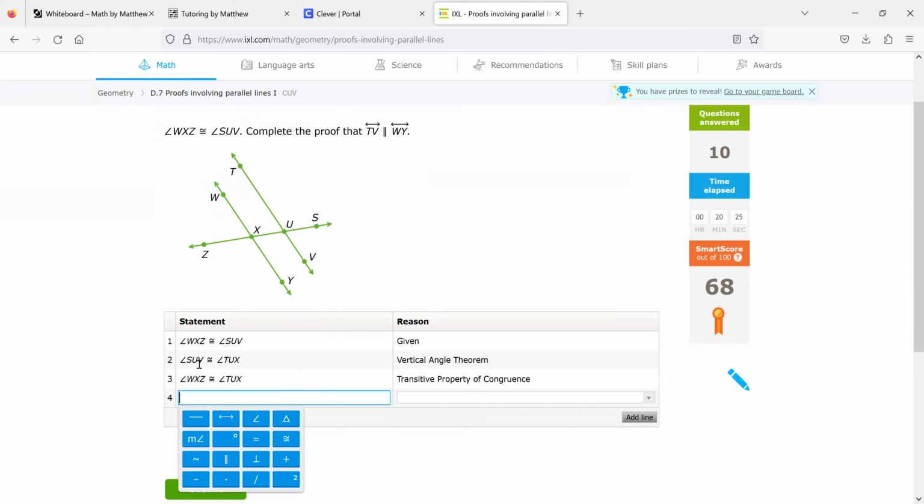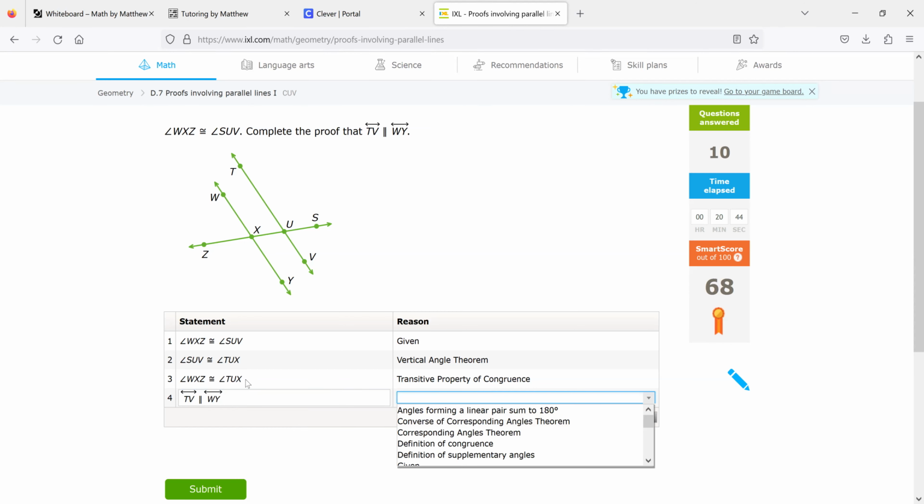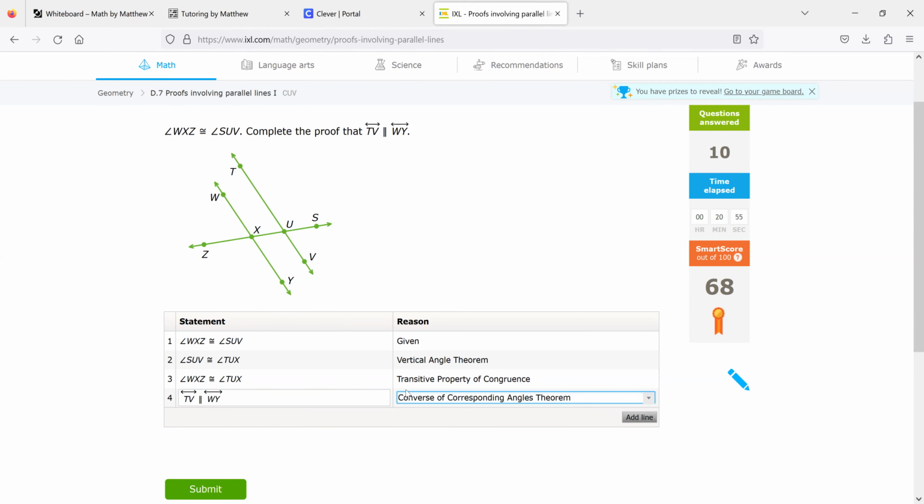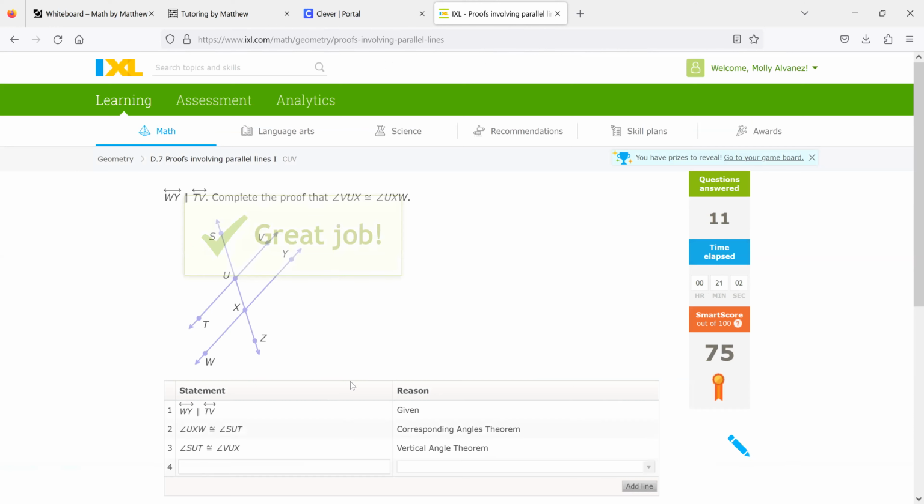So let's take a look here. Transitive property of congruence. So we want to prove that TV is parallel to WY. And it looks like if we've got WXZ is congruent to TUX, those are corresponding. So it's a converse of corresponding angles. All right, so let's try that. Hopefully that's better. Okay, so it took that now.